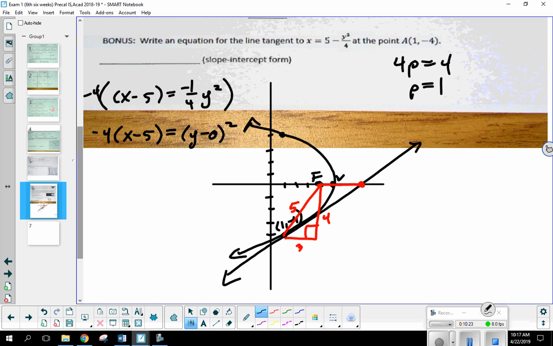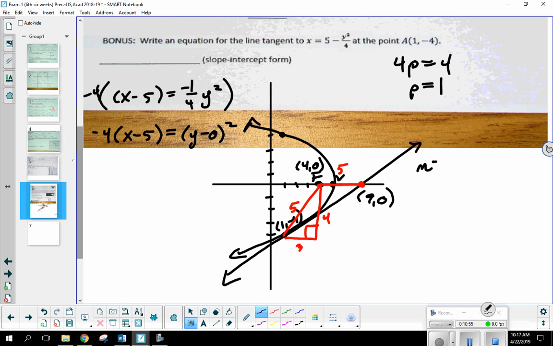3, 4, 5. Okay. So if this distance from the point I want to the focal point is 5, then this distance has to be 5 as well. So if I'm at the point 4, 0, and we move 5 units to the right, what's another point on that tangent line? 9, 0. Okay. So now I have 2 points on my tangent line. I can find the slope, and I can go ahead and write it out.